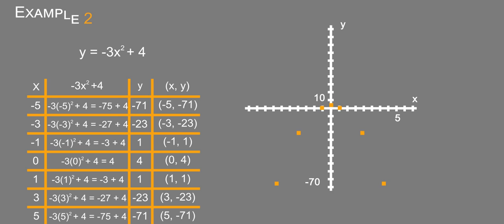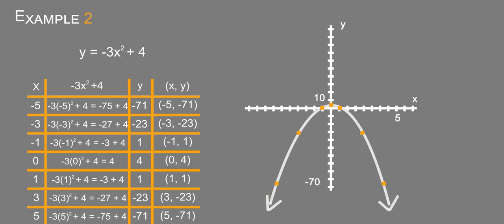All right, and then we essentially just connect those with a smooth curve. Let's go in the positive direction first, negative direction second. And there is our graph for y equals negative 3x squared plus 4.